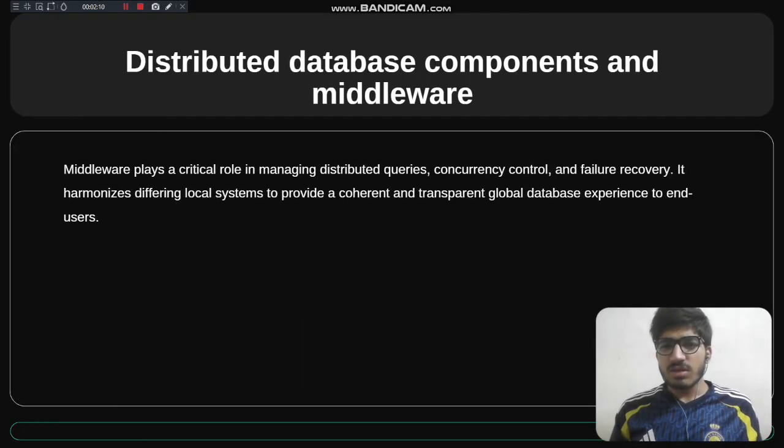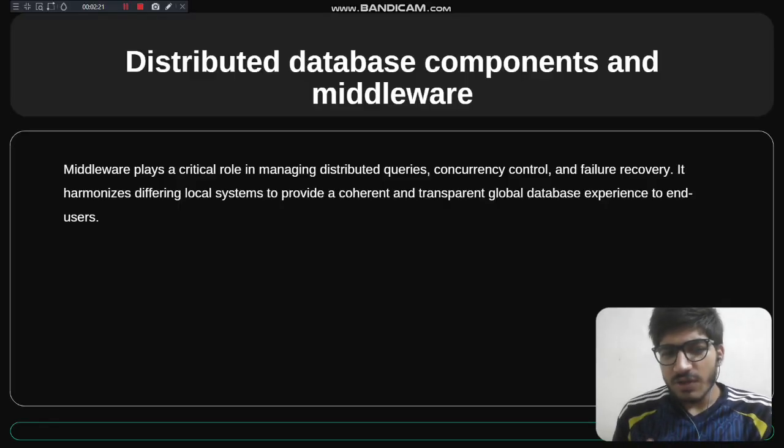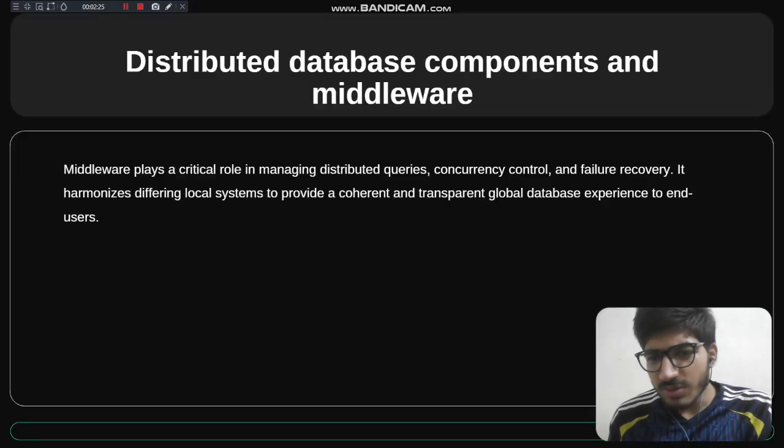Distributed database components and middleware. Middleware plays a critical role in managing distributed queries, concurrency control, and failure recovery. It harmonizes differing local systems to provide a coherent and transparent global database experience to end users.